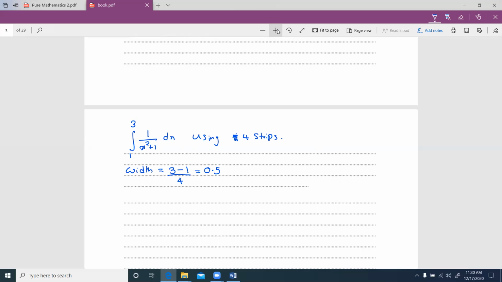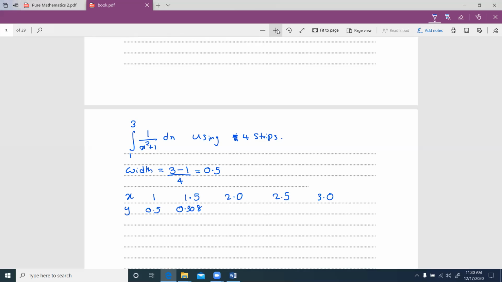Then we get the x coordinates. We start with the lower boundary 1, then another gap of 0.5 gives 1.5, then 2.0, then 2.5, then 3.0. Then we want to get the y values. Substitute 1 into this: 1 over 1 plus 1 is 0.5. Then put 1.5: 1 divided by 1.5 squared plus 1, that answer is 0.308.